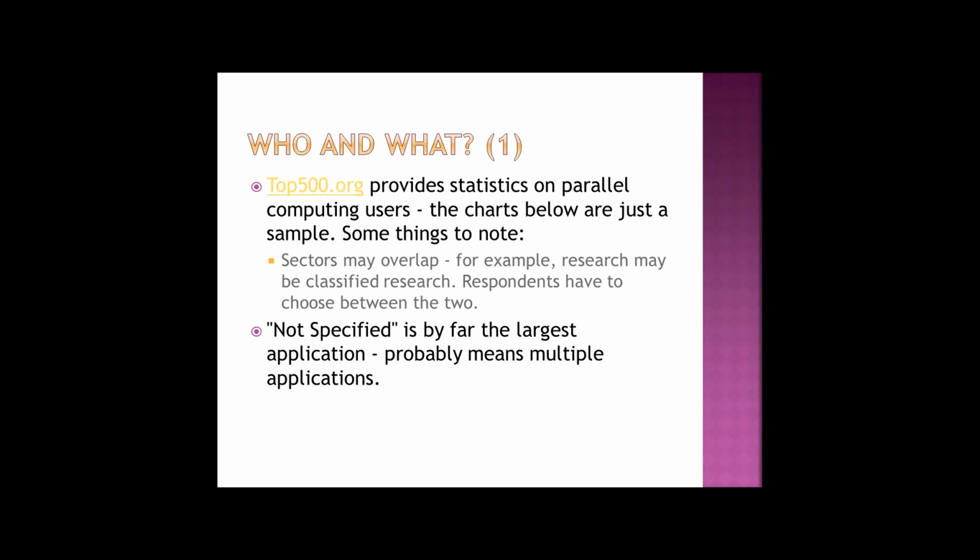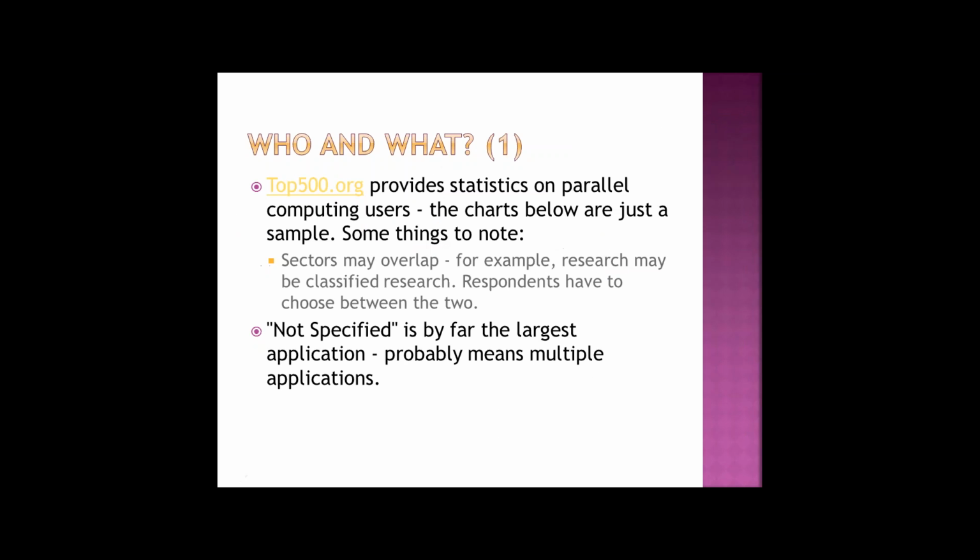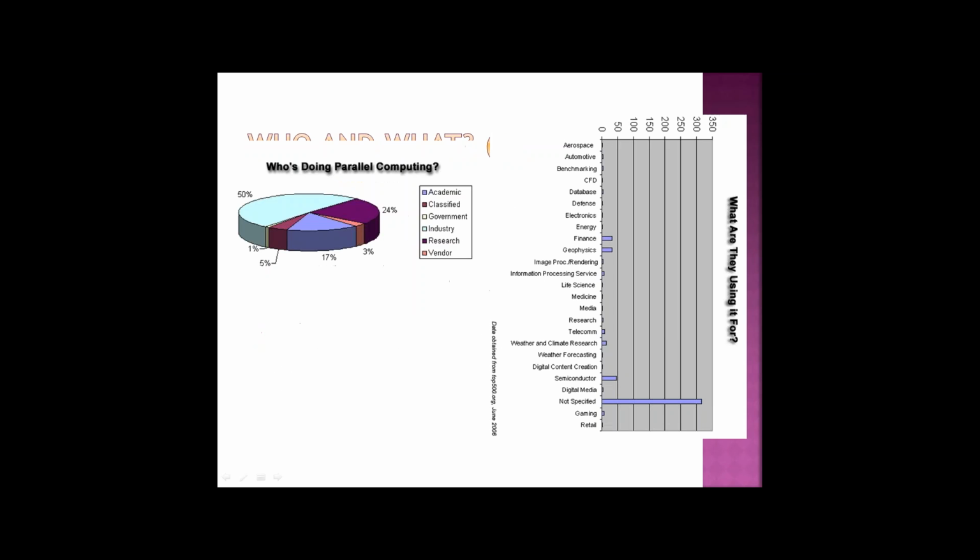For example, research may be classified research. That is, research may be used as a research. Respondents have to choose between the two, that is, among the two, how the research will be used. Not specified is by far the largest application, which probably means multiple applications. This is again who is doing the parallel computing.